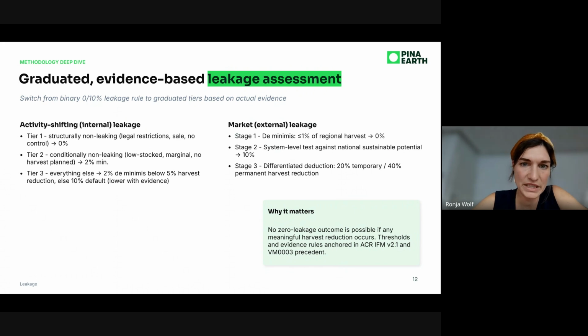I'm not going to go into more detail than that. It's outlined in detail in the project document, but it can go from 10% leakage to 20 or 40%, depending on the severity of those potential displacement effects.